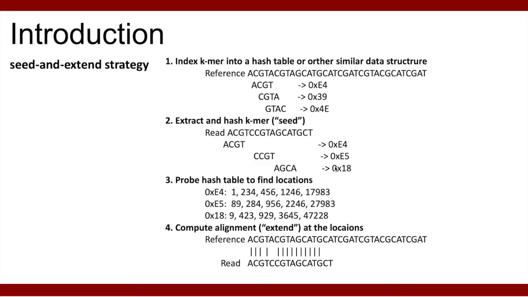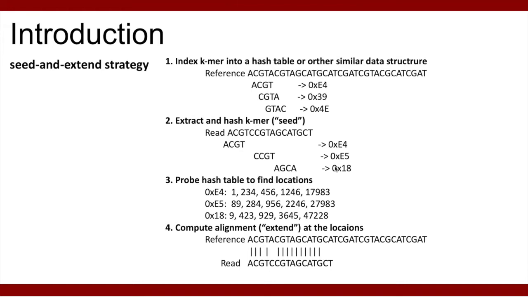We base our solution on a seed and extend strategy using a seed hash index as illustrated in the figure. The reference is divided into substrings of fixed length k, called k-mers or seeds. The locations of all these seeds are indexed into a hash table. Seeds are then extracted from each read and hashed. Each hash value is used to probe the hash table of reference locations. These locations are candidates for alignment between the read and the reference.